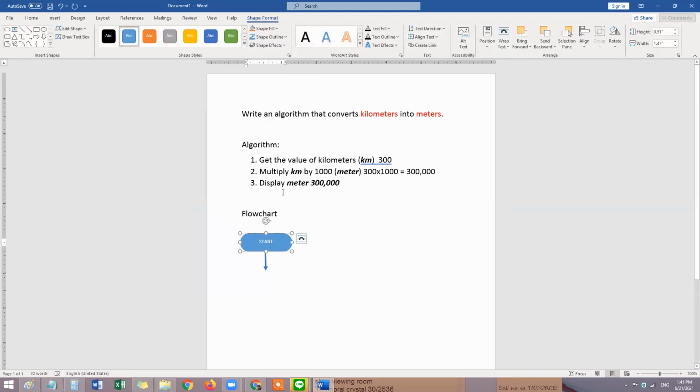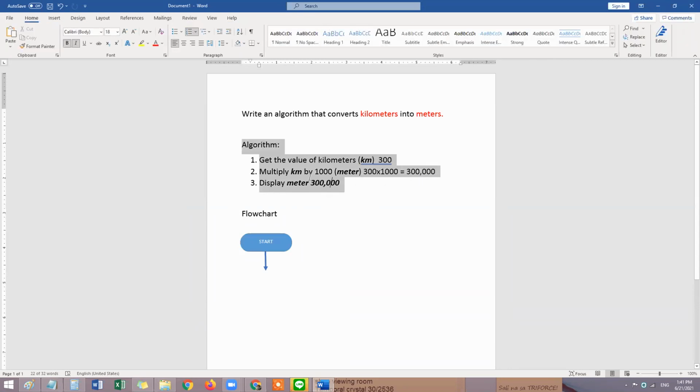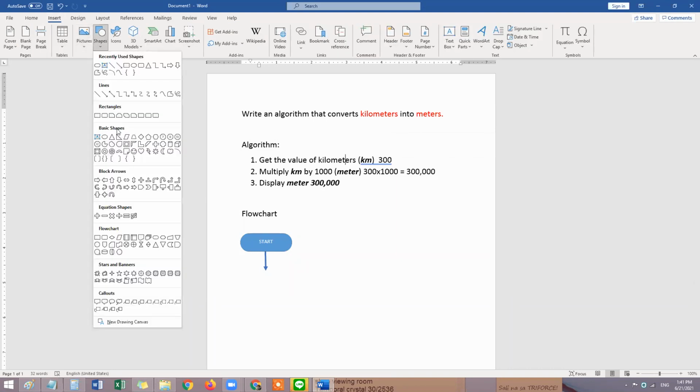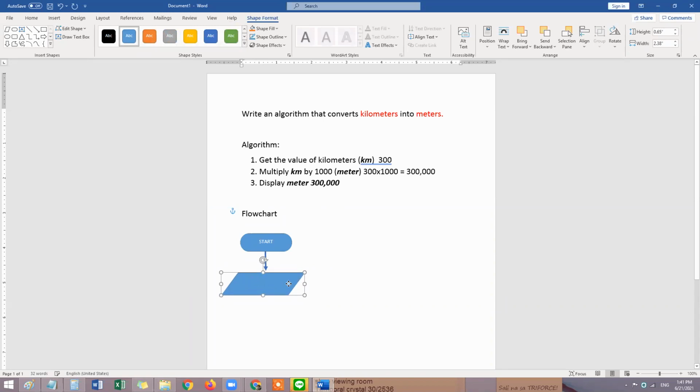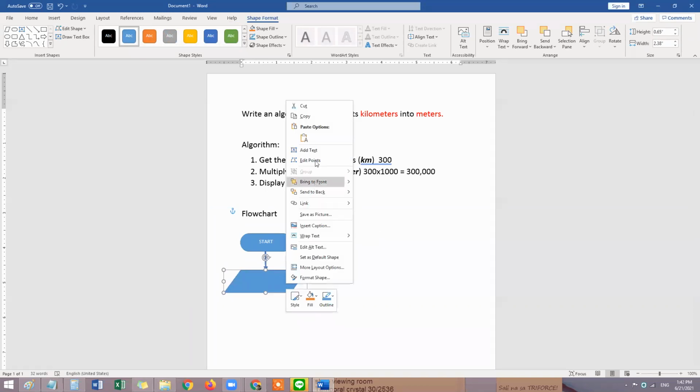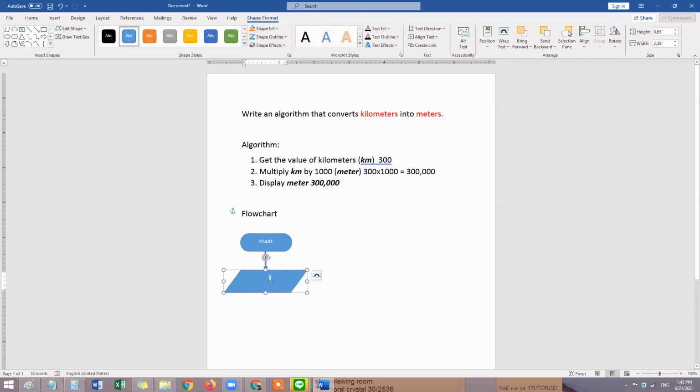Okay, next. So we have the start now. Now go back to the algorithm. What shape do we need to use when we get the value of kilometers? Parallelogram. Okay, thank you. That's a parallelogram because it's an input, and then connect it to your arrow and insert a text. Add text. What should be inside the parallelogram?